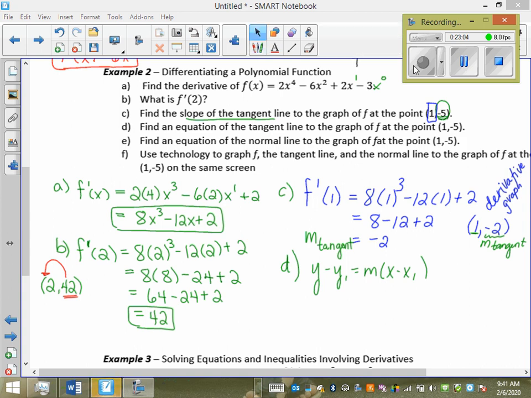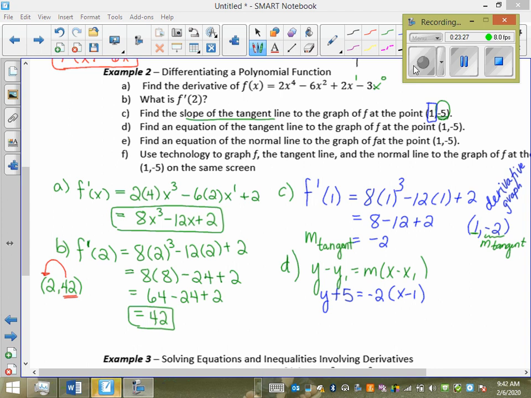And then I can go y minus a minus 5, so plus 5, equals -2 times x minus 1. Because I need to fill in the x1 and the y1 as a point on the original. What was the point on the original that it gave me? 1 and -5, right? And what was my tangent slope I found? -2.